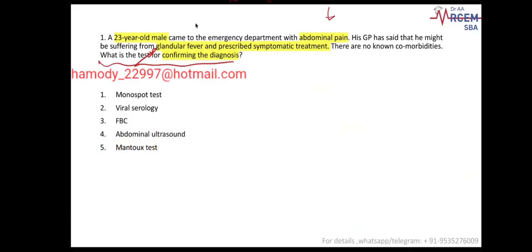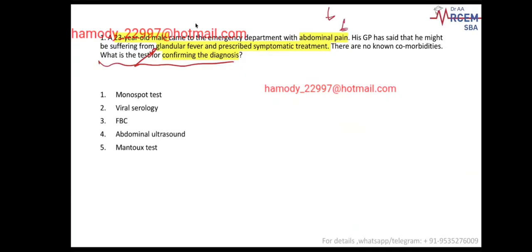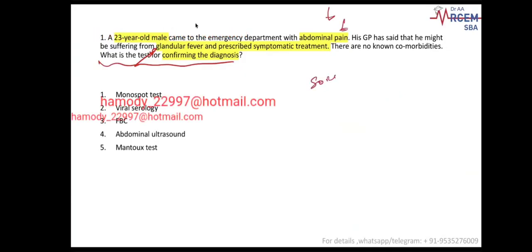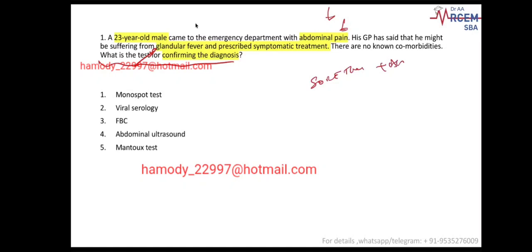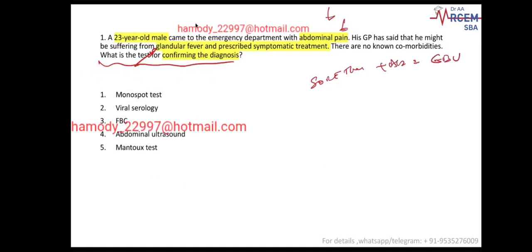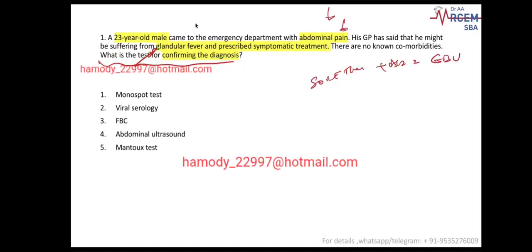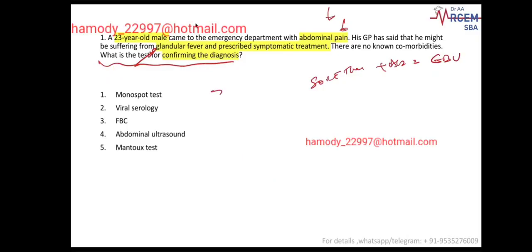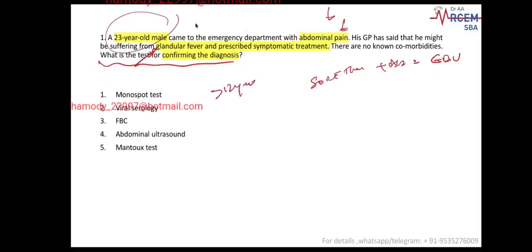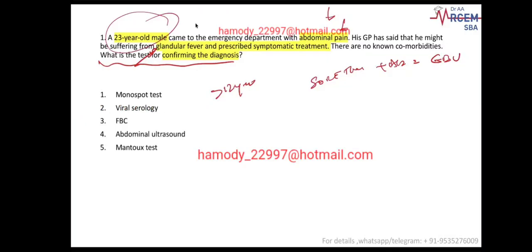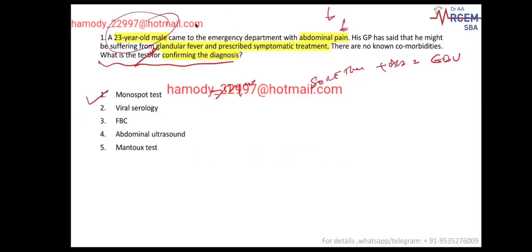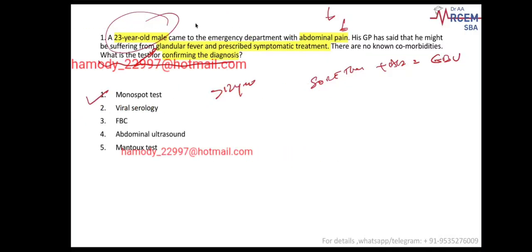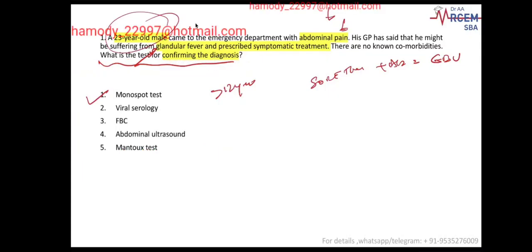So remember, whenever abdominal pain is present along with a sore throat, sore throat plus abdominal pain is always an EBV infection, that is infectious mononucleosis, until and unless proven otherwise. This individual is more than 12 years of age, 23 years. That's why we are getting a monospot test done, which is also known as Paul Bunnell test or heterophile antibody test. They all mean one and the same.